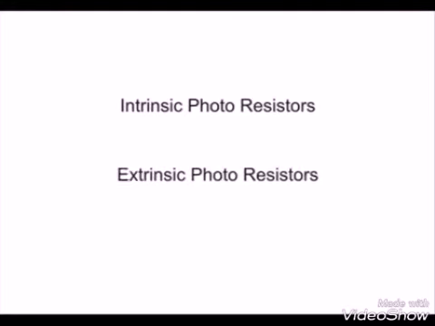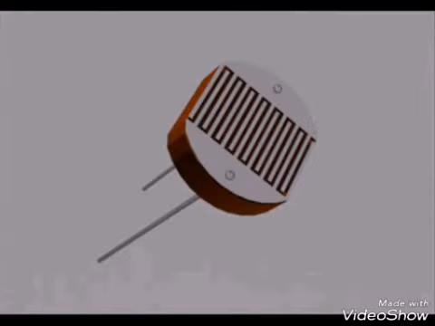Extrinsic photoresistors. These are semiconductor materials doped with impurities which are called as dopants. These dopants create new energy band above the valence band which are filled with electrons. Hence, this reduces the band gap and less energy is required in exciting them. Extrinsic photoresistors are generally used for long wavelengths.